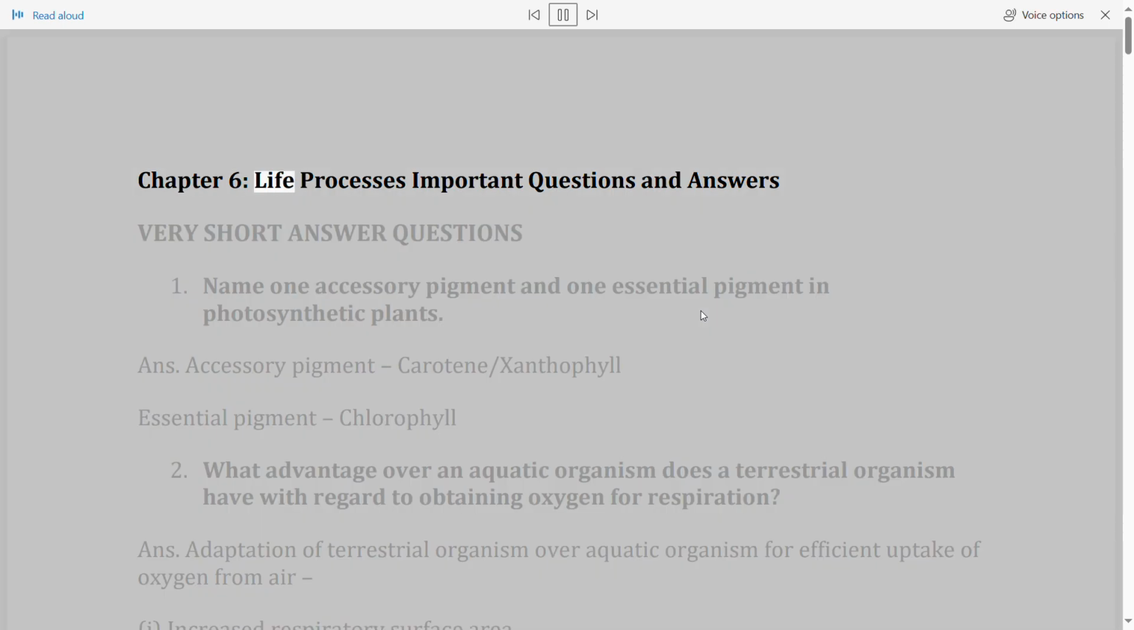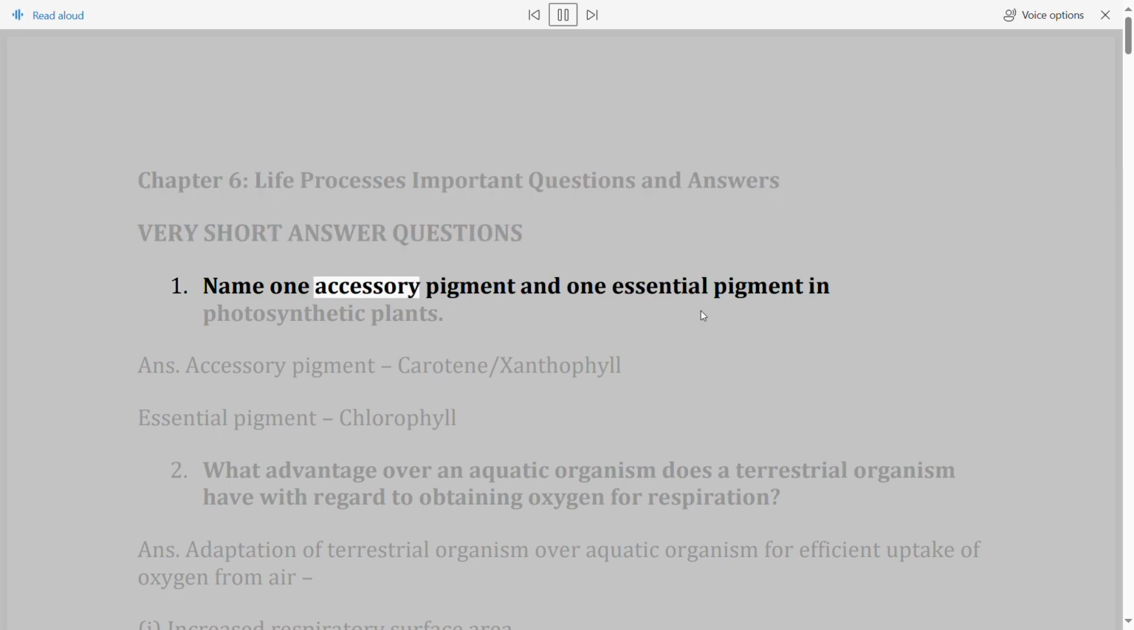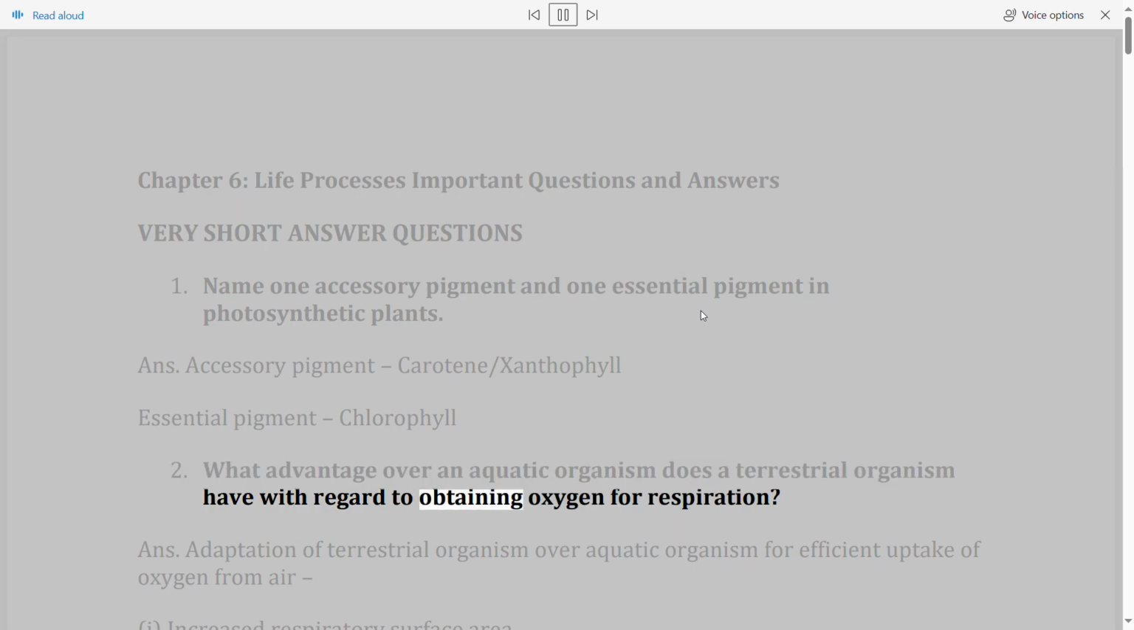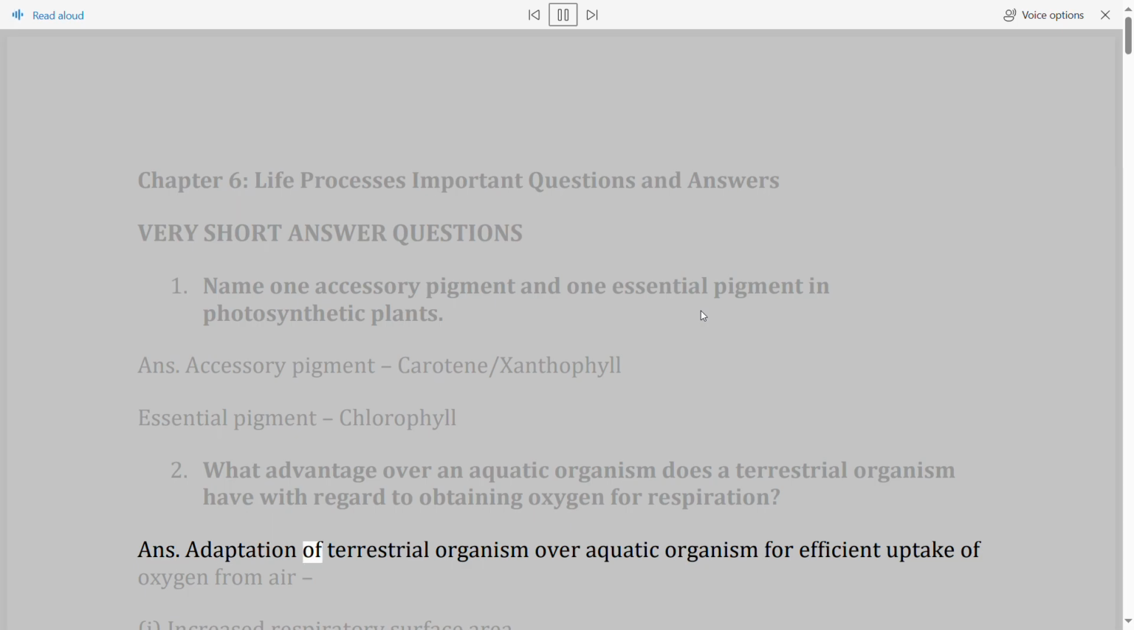Chapter 6, Life Processes: Important Questions and Answers. Very Short Answer Questions. 1. Name one accessory pigment and one essential pigment in photosynthetic plants. Ans. Accessory pigments: carotene, xanthophyll. Essential pigment: chlorophyll. 2. What advantage over an aquatic organism does a terrestrial organism have with regard to obtaining oxygen for respiration? Ans. Adaptation of terrestrial organisms over aquatic organisms for efficient uptake of oxygen from air.